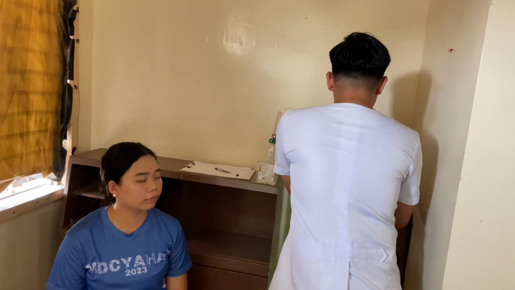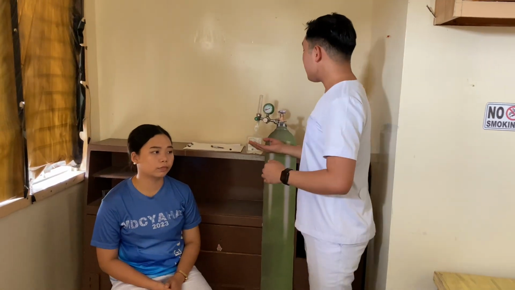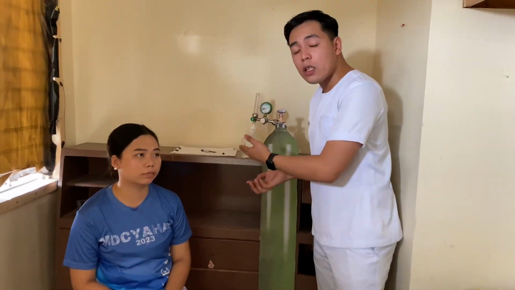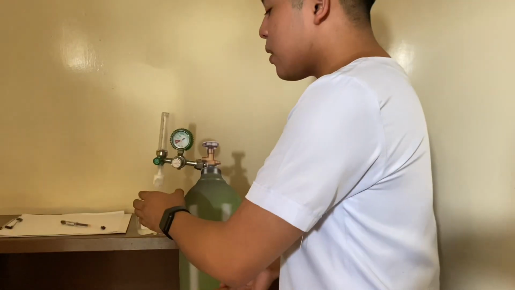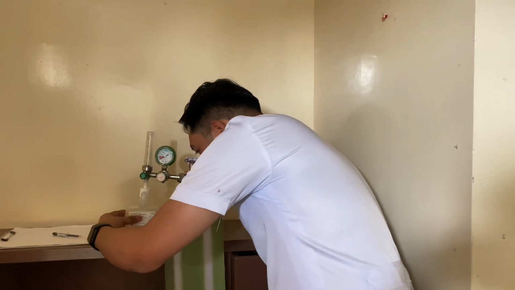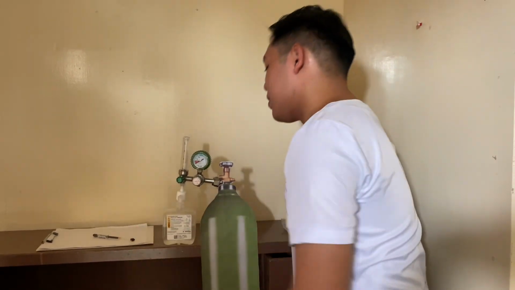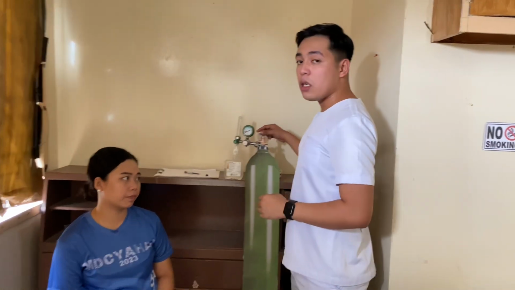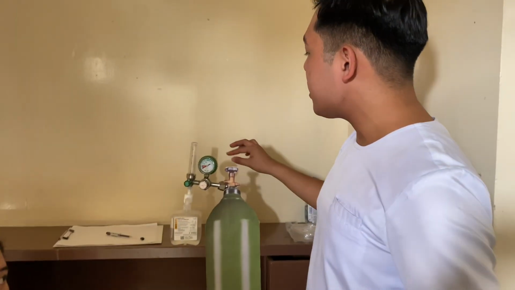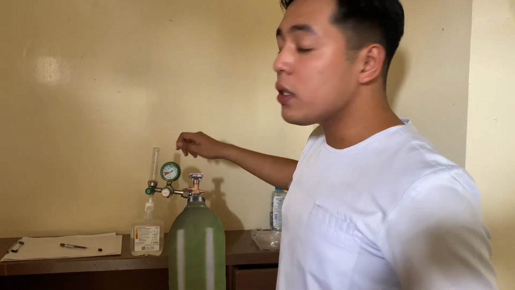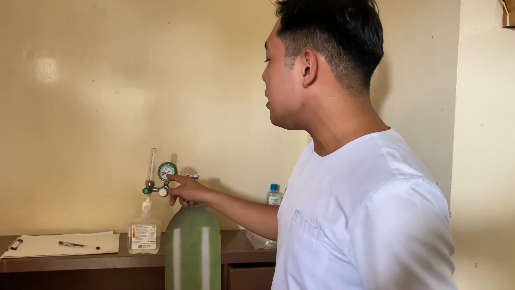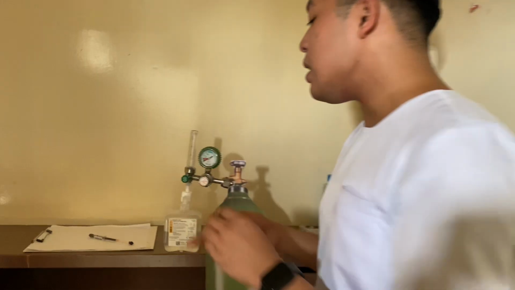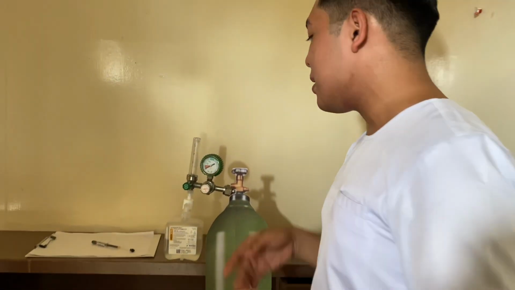So after that, we need to check the humidifier if it is filled to the appropriate level. Since our humidifier only contains water, we only need to check the level. After we check the humidifier, let's proceed to the next procedure in which we are going to turn on the regulator gauge. This is the regulator gauge and this is the regulator. If we turn on the regulator gauge, we can see how much oxygen is left in our oxygen tank.